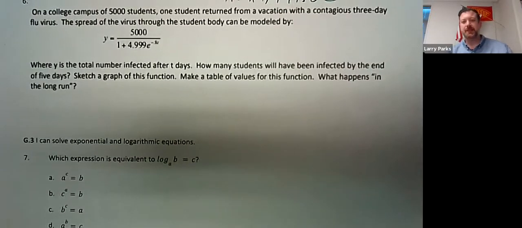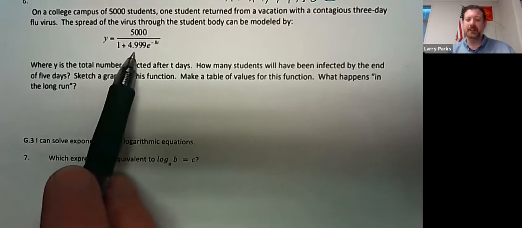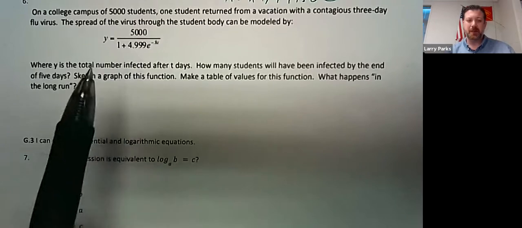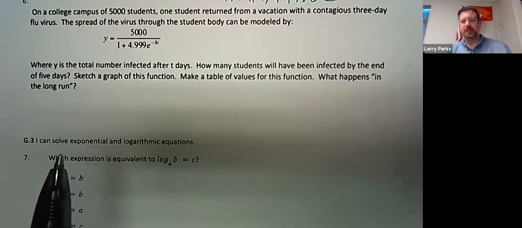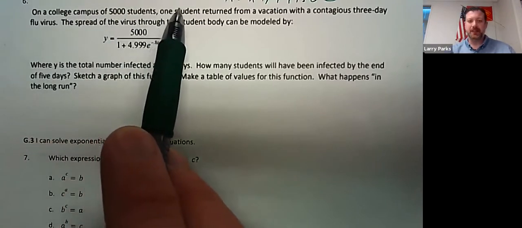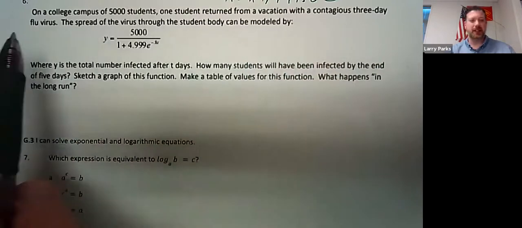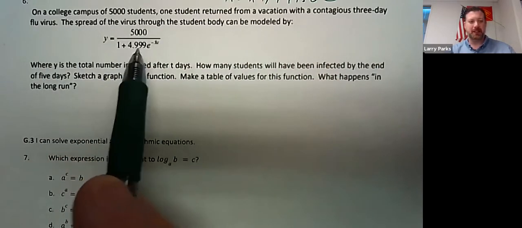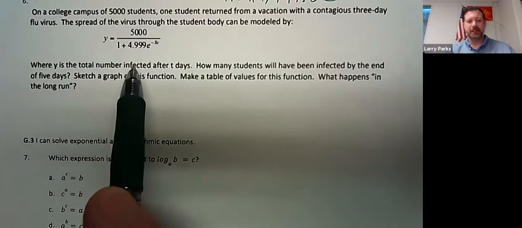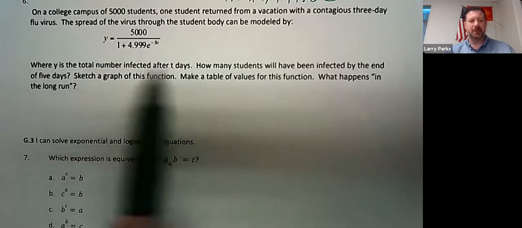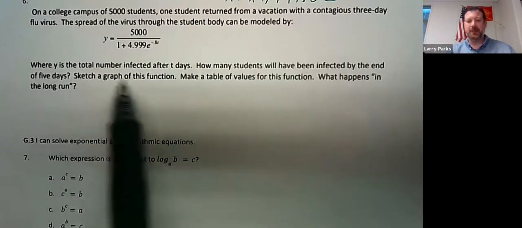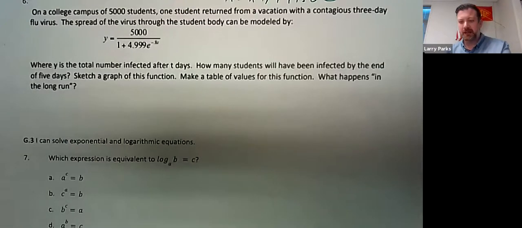Number 6, and this one probably looks familiar. If I give you an equation, you should be able to plug in what they say and answer the question. On a college campus of 5,000 students, one returns from a vacation, and the spread of the virus can be modeled by this. Y is the total number infected after T days. How many students will have been infected by the end of 5 days? We're not going to make a table, and don't worry about what happens in the long run.